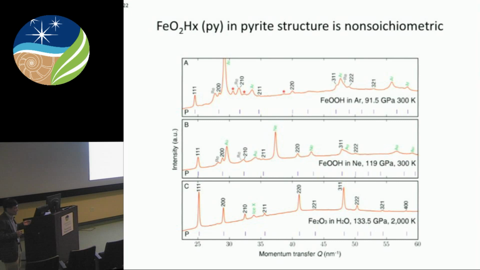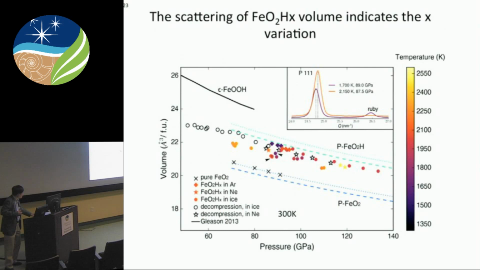And also, we put the hematite in water. Every time we always get this pyrite structure, but the unit cell volumes are not the same. And the unit cell volume is also a function of temperature and a function of time. If you leave it heating for a long time, then the unit cell becomes smaller. So the explanation is that you have water, hydrogen, and you can get rid of some hydrogen, then the volume becomes smaller. So this is scattering.